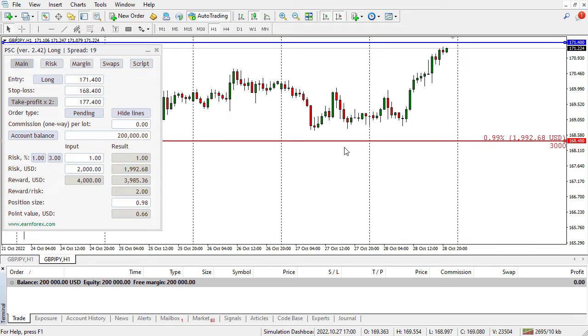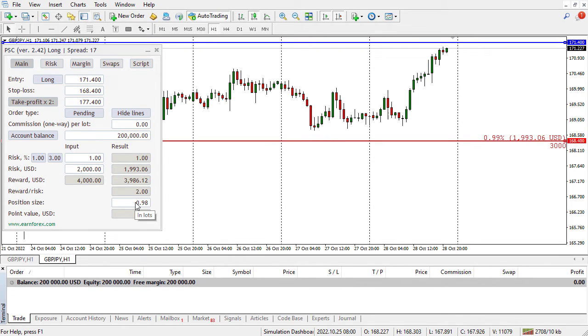Okay. Now here's the thing. We're risking 1% of this trading account's capital, and that's $2,000. Now, pay close attention to the position size field here, which is your lot size. You can see that if you were to take this trading position with your entry at the 171.40 price level and your stop loss at the 168.40 price level, then you would have to take that position with a 0.98 lot size in order to maintain that 1% risk per trade on this trading account, which is a $200,000 FTMO account.